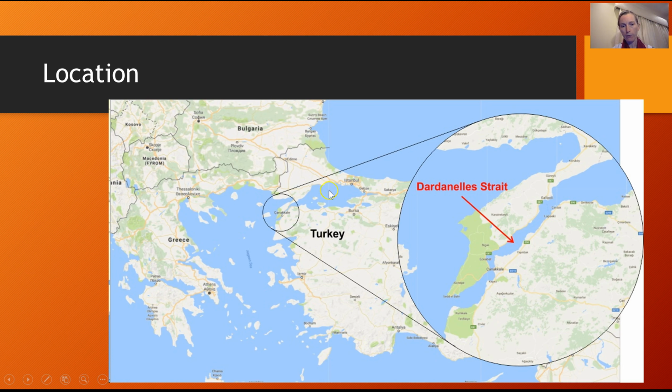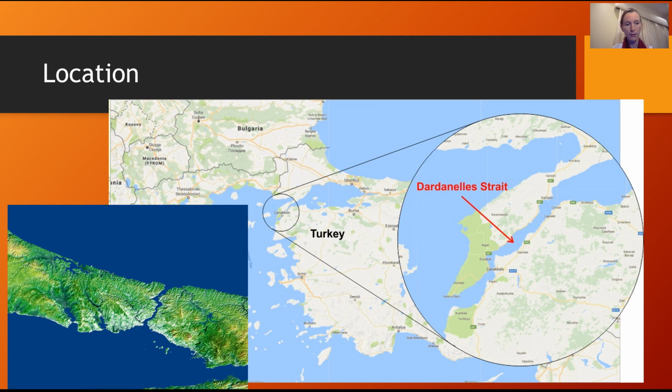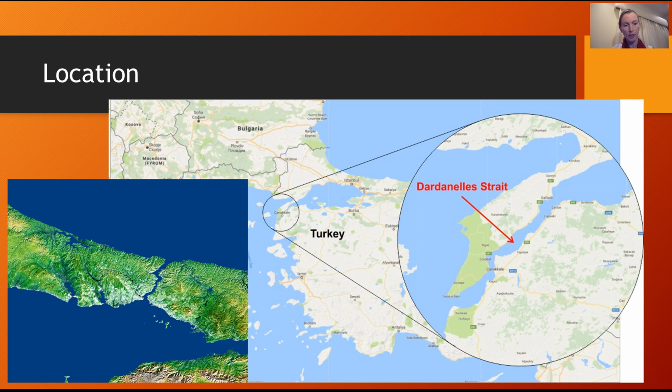So if we have a look at the close-up here, this is Gallipoli, and this section here is the Dardanelles Strait, and it was that strait that the Gallipoli campaign was looking to take control of. If you have a look at this image here, you can see just how narrow it is.